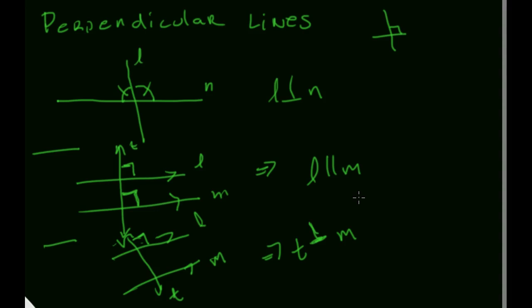So ultimately, perpendicular is a property of intersecting lines. It has a special place in geometry, so we want to call special attention to these couple of theorems. All right, so that was a short one.